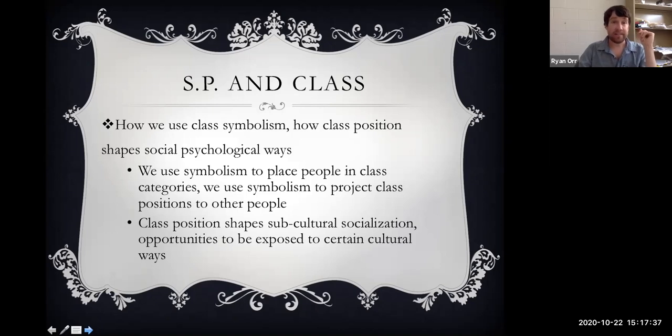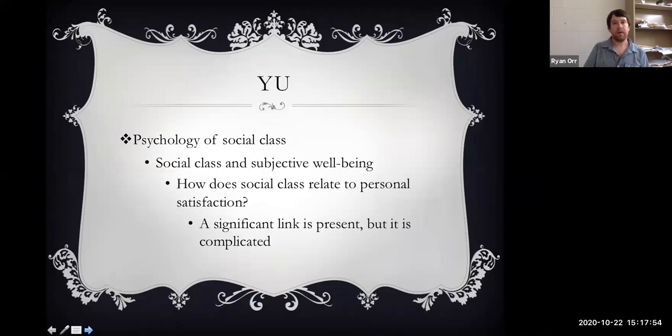And then for your next in-class assignment, what you're going to do is actually focus on how we use class symbolism. So how we social psychologically recognize different meanings and we associate those meanings with classes. So overall, we can move into today's article and basically say we're looking at the psychology of social class, maybe the psychology of social hierarchy, as they talk about in the article.